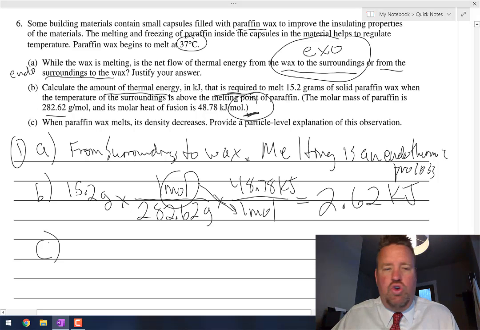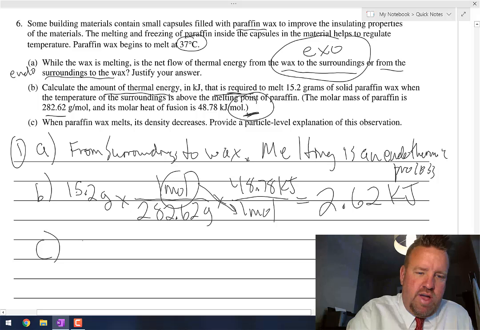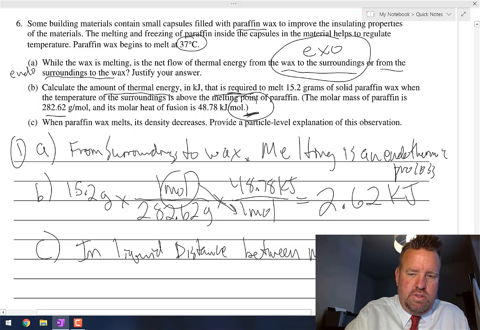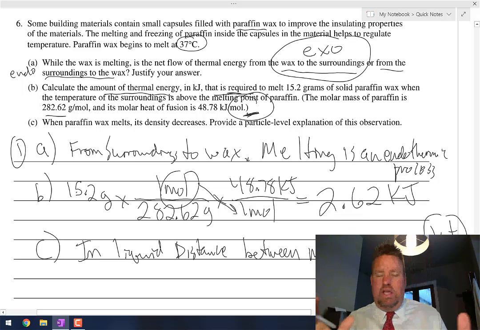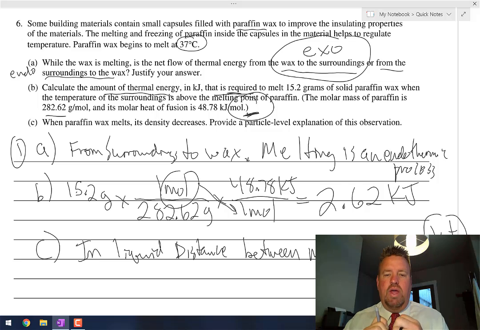Okay, part C is a 2-point response. When paraffin wax melts, its density decreases. Provide a particle level explanation of this observation. Okay, so first of all, I would say in a liquid, the distance between the molecules is greater. Okay, so that was 1 point. You had to say something about in a liquid, when it's solid, they're more compact, the molecules are closer together. In a liquid, in general, they are farther apart.